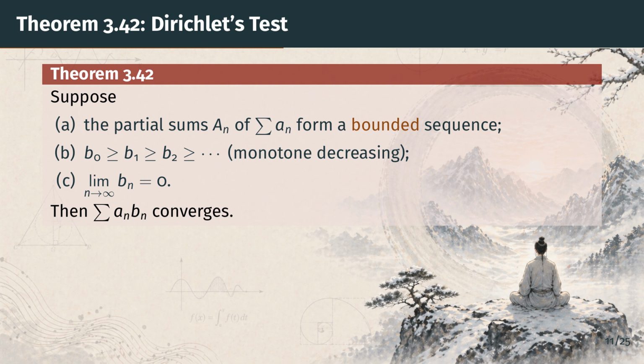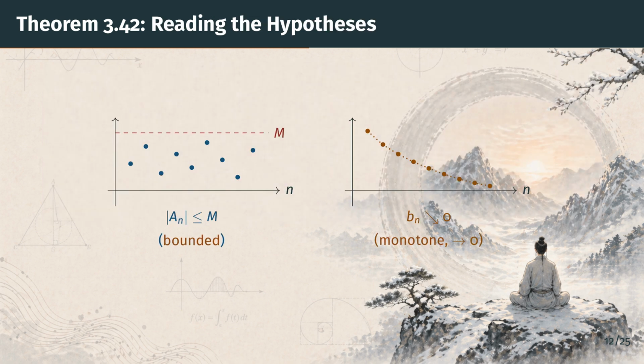A classic example is the sum of sine of n times theta, divided by n. The partial sums of the sines are bounded, and 1 over n decreases to 0. Let's picture those two hypotheses. This picture shows what the two hypotheses look like.